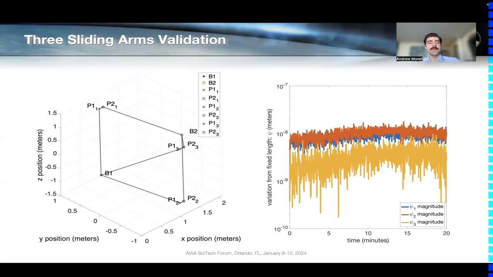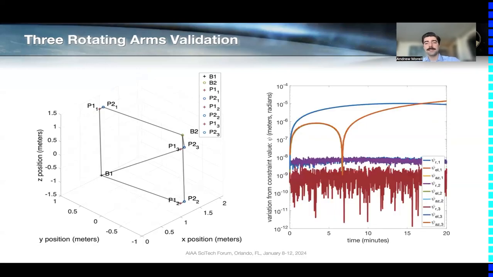And from a zoomed out view of the relative motion, we see that none of the connection points on spacecraft 2 or its hub are able to move about, showing that they are effectively fully fixed to each other in 6 degrees of freedom. And we see very similar results for the 3 rotating arms validation, where some angles or radiuses are able to get up to 10 to the minus 5th orders of magnitude, but for the most part stay below 10 to the minus 8th.